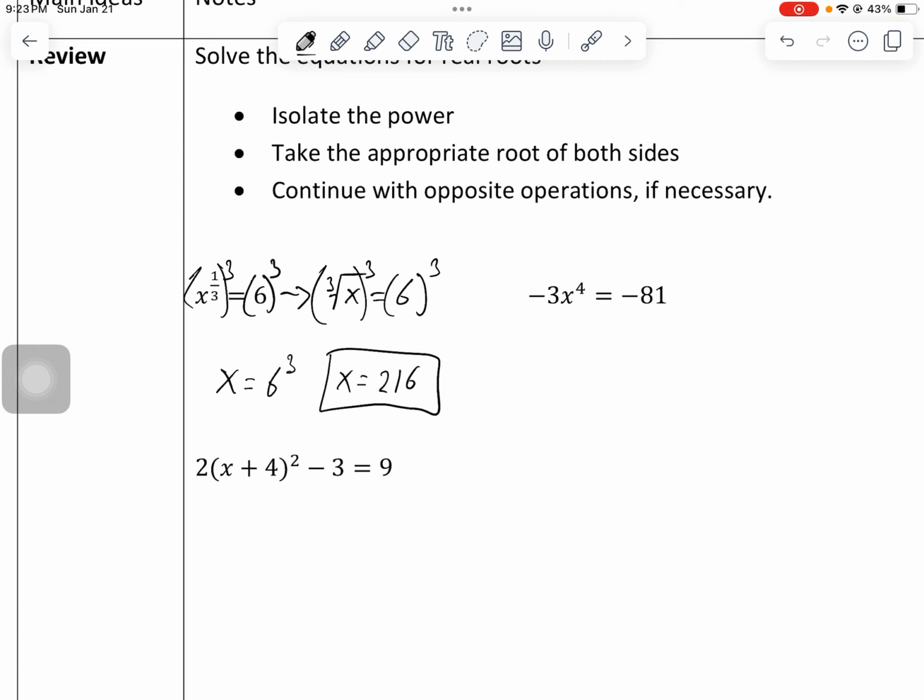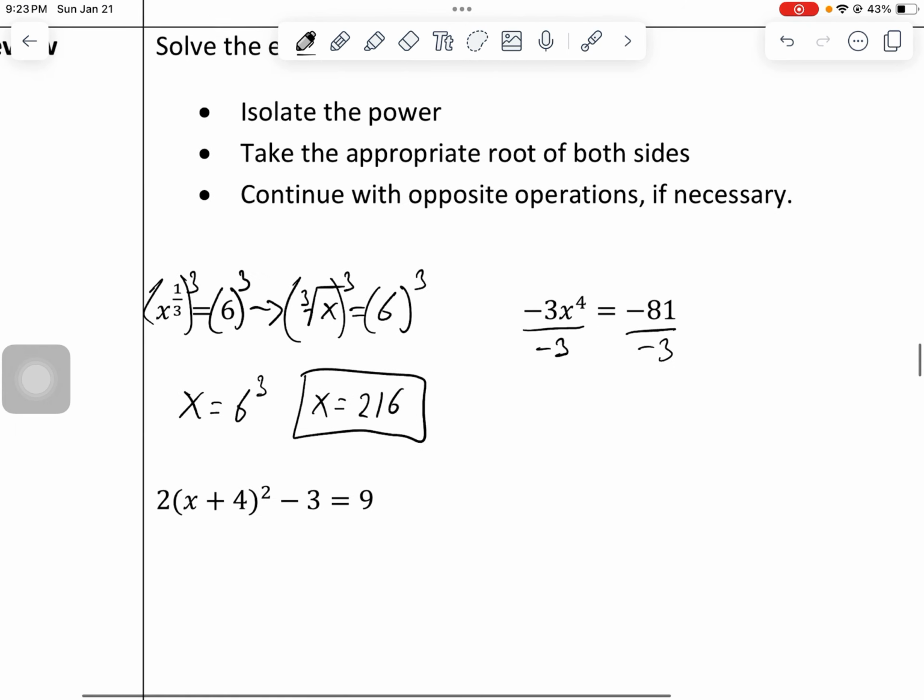Here's our next one. We have negative 3x to the fourth equals negative 81. In this case, I would suggest divide by negative 3. This one is not going to work out super nicely. It would be x to the fourth equals 27.